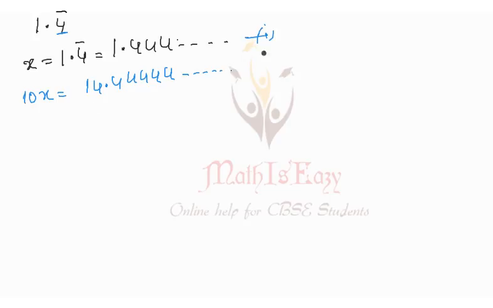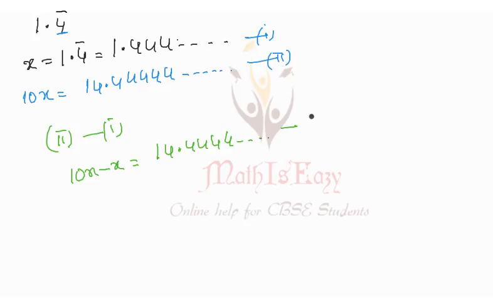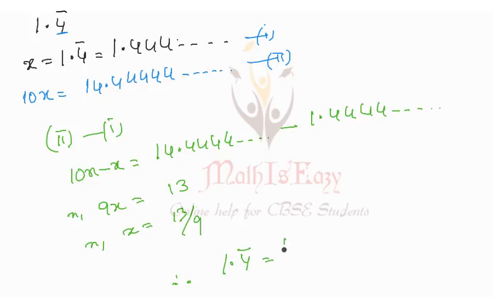This is my first equation, this is my second equation. You have to subtract them. Second equation minus first equation, you will get 10x minus x equals 14.44444 minus 1.44444. So you will get 9x equals 13. So x must be 13 by 9. That means the fraction conversion of 1.4 bar will be 13 divided by 9. That is the second type of question.